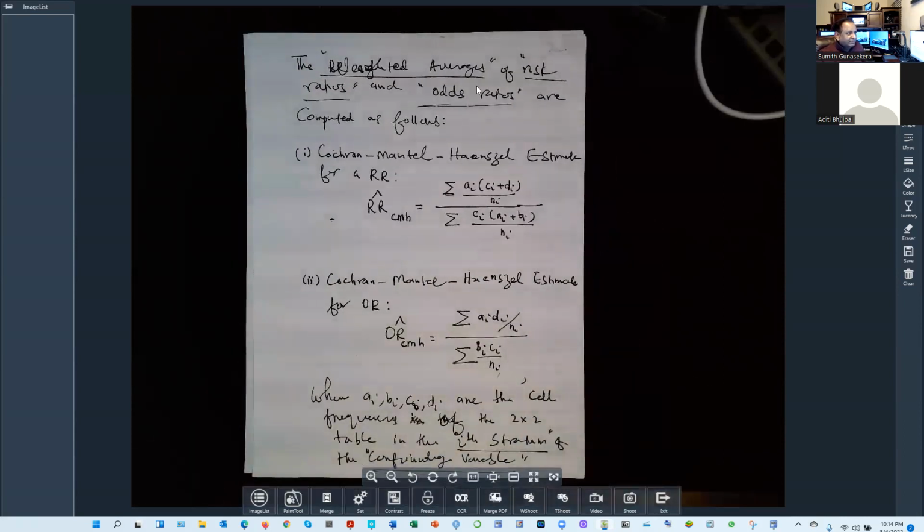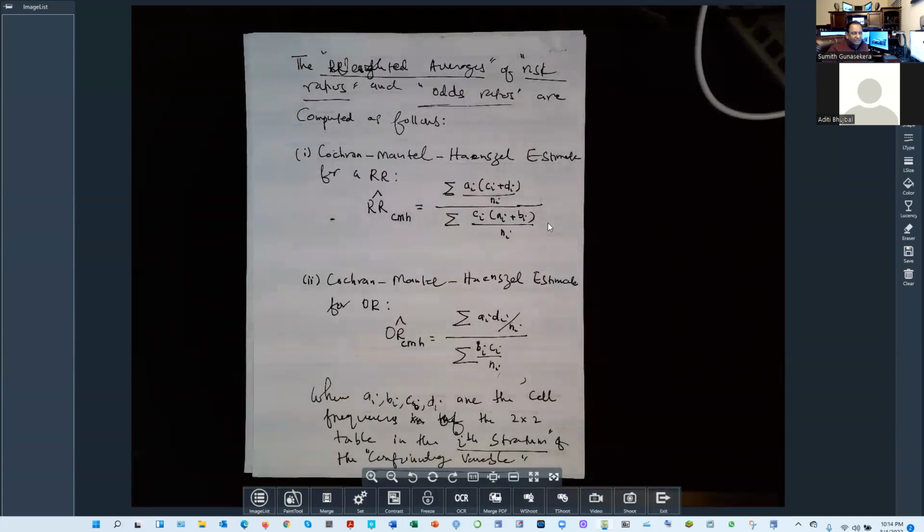The weighted average of the risk ratio and the odds ratios are computed as follows. I'm gonna do this one for each and every table. I have now two tables, one for male, one for female. You have to do that. You do this one for male, exactly like this, and then you sum up. Sum up means you do that one for the female as well.